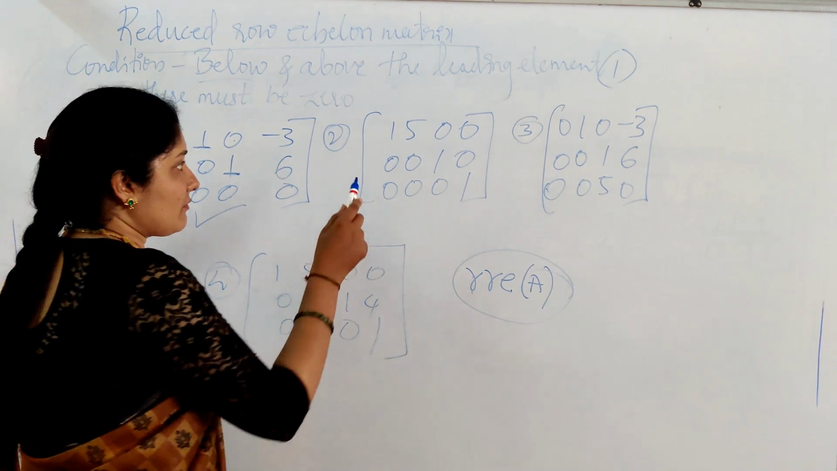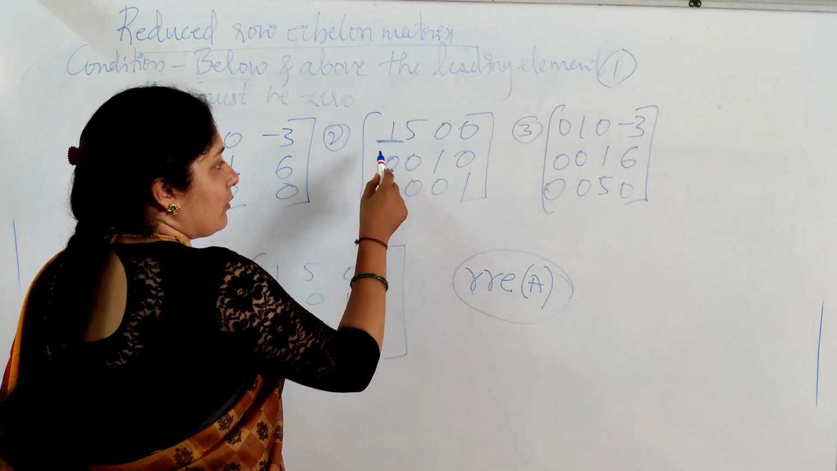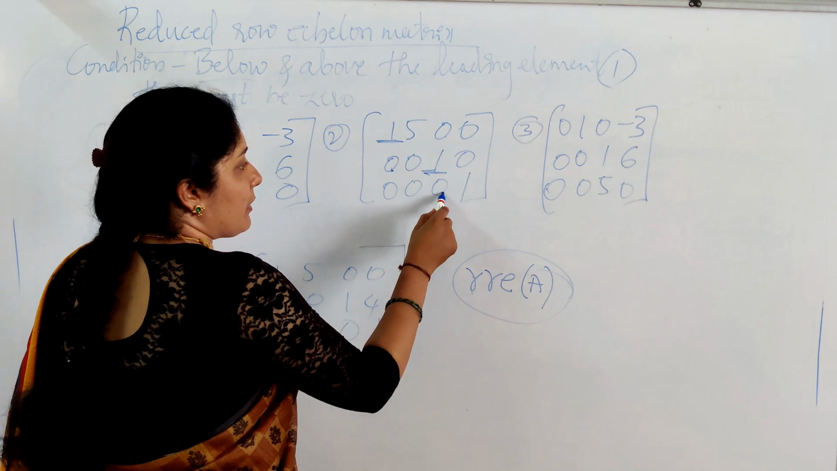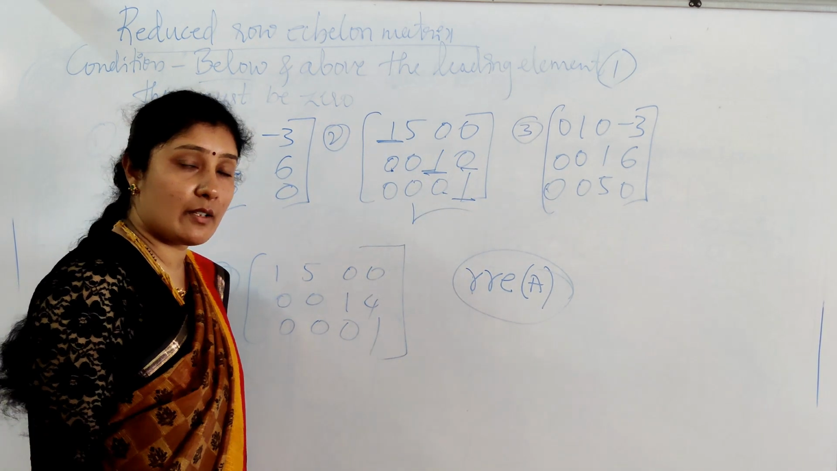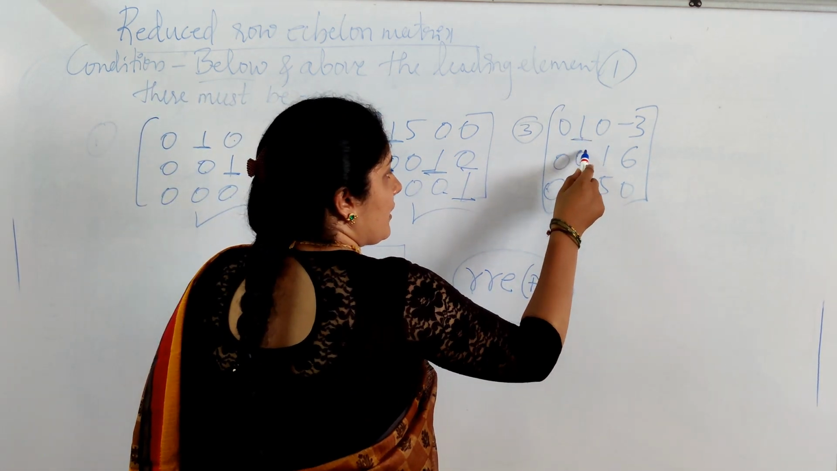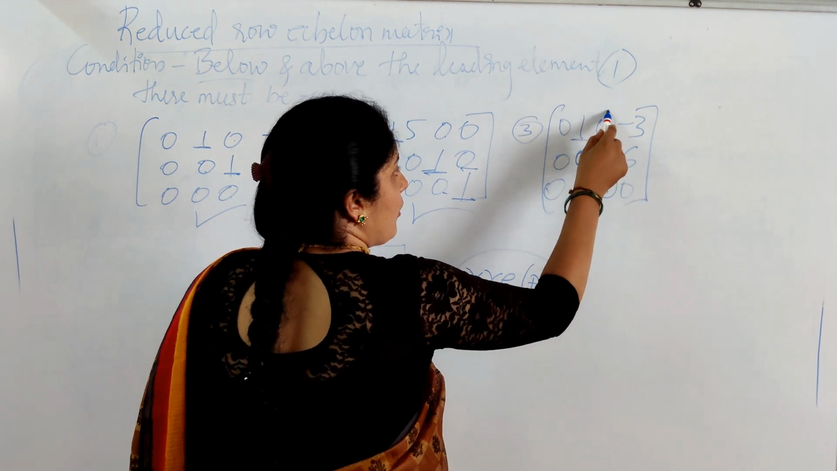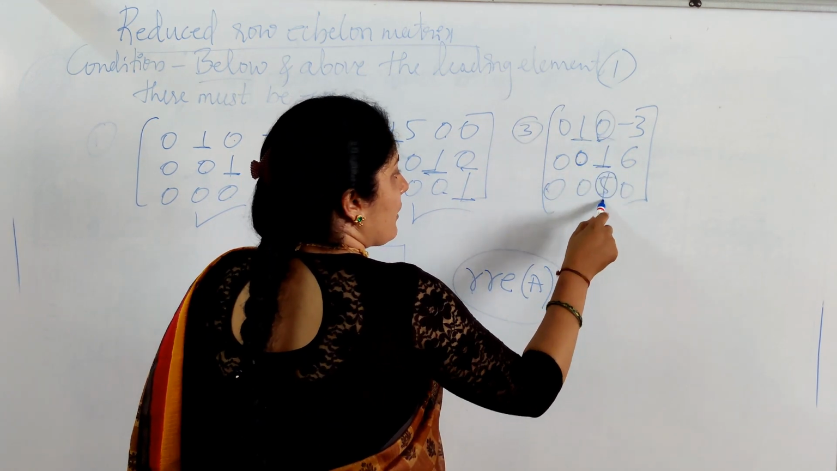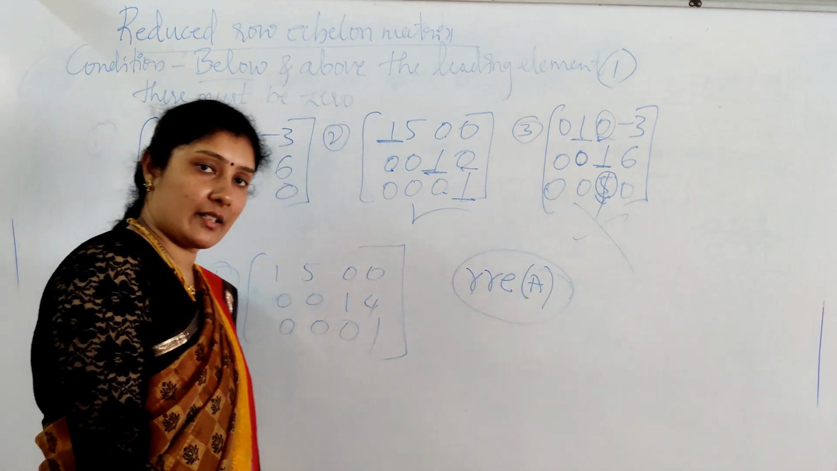Next, here the leading element, below it is 0. Here above and below 0, and here above 0. Therefore this is a reduced row echelon matrix. Here 1, below it there is 0. Here 1, below it there is 5, above 0. So above is correct and below is 5. Therefore this is not a reduced row echelon matrix.